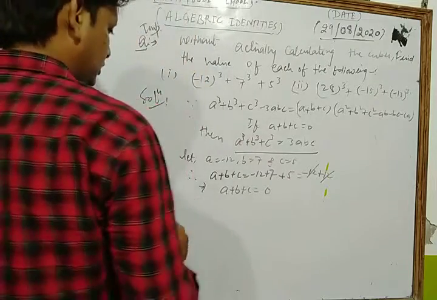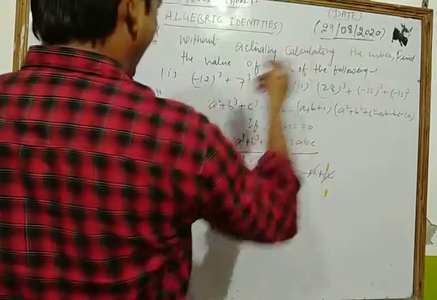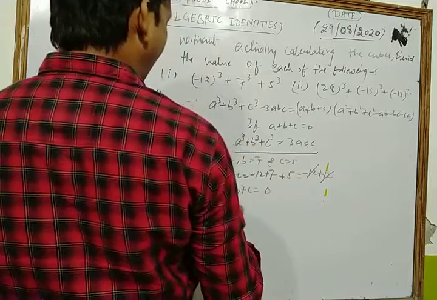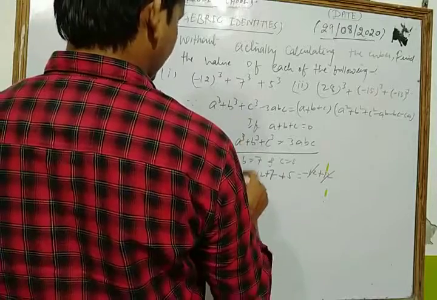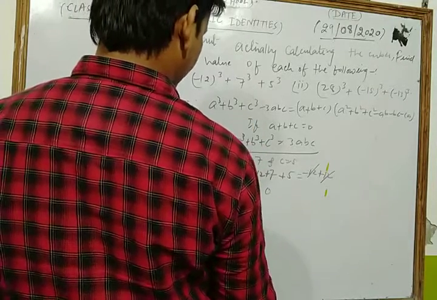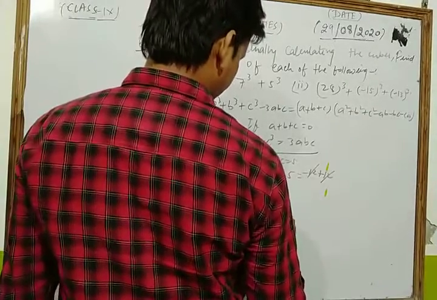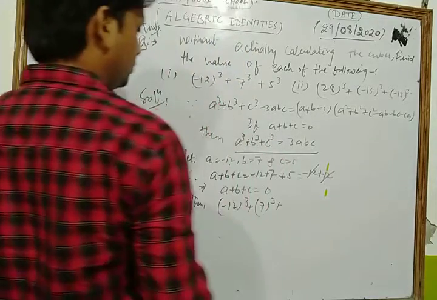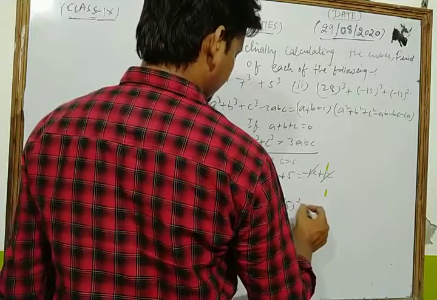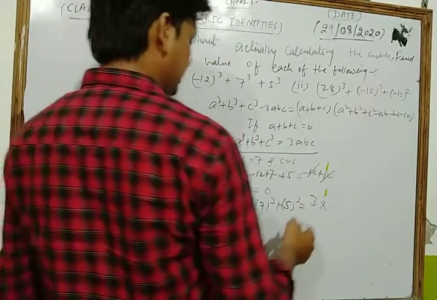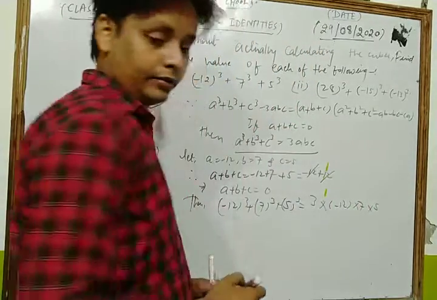Here a plus b plus c is equal to 0. Then a cube means minus 12 cube, plus b cube, b means 7, plus c cube, c means 5, is equal to 3abc. A means minus 12, b means 7, c means 5.